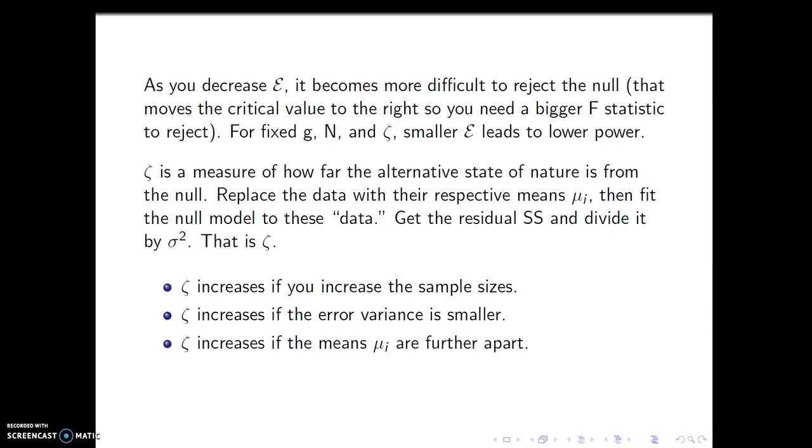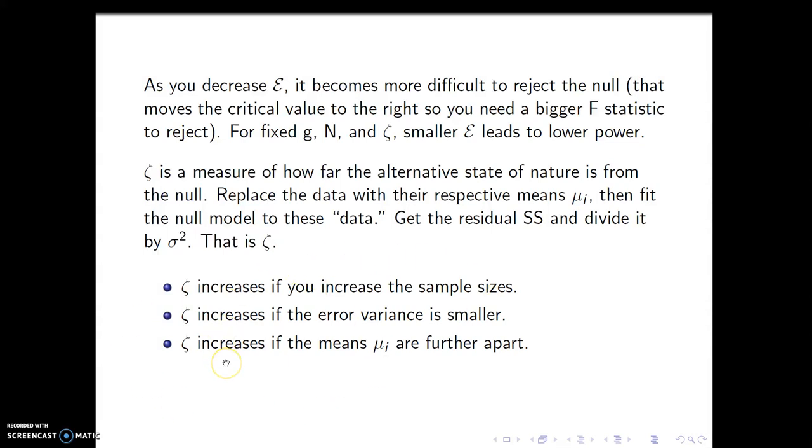The non-centrality parameter is a measure of how far the alternative state of nature is from the null. So the more shifted to the right it gets, the further away we are from the assumption of the null hypothesis. Okay, so we replace the data with their respective means and then fit the null model to this data.